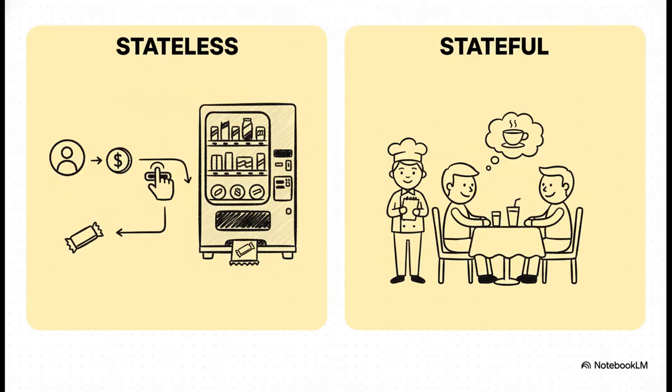Okay, to make this super simple, let's think about it like this. A stateless interaction, that's a vending machine. You walk up, put your money in, press B4, and get your chips. The machine has no idea who you are or what you bought 5 minutes ago. Every single time, it's a fresh start. But a stateful interaction, now that's like having a really good waiter. They remember your name, they know you like your steak medium rare, and they keep a running tab of your entire meal. They have context.